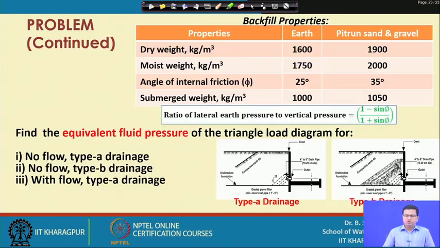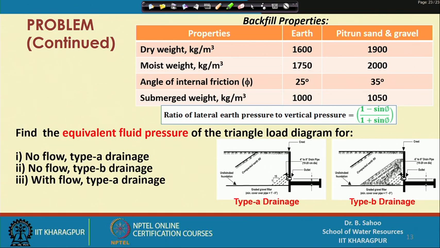Okay. And what else do we need? For this, the given values of backfill properties are: dry weight for earth is 1600 kg per meter cube, bitumen sand and gravel 1900, that is mostly used for drainage type B. Moist weight is 1750 for earth, for bitumen sand and gravel it is 2000. Angle of internal friction is 25 degree for earth, bitumen sand and gravel it is 35 degree. Submerged weight for earth is 1000 and for bitumen sand and gravel it is 1050.